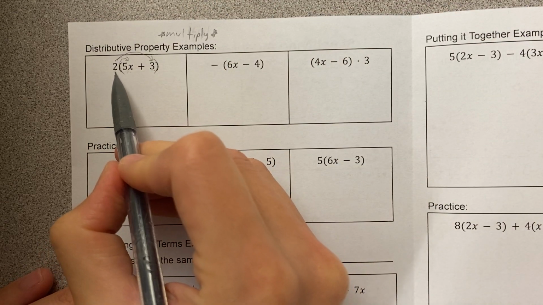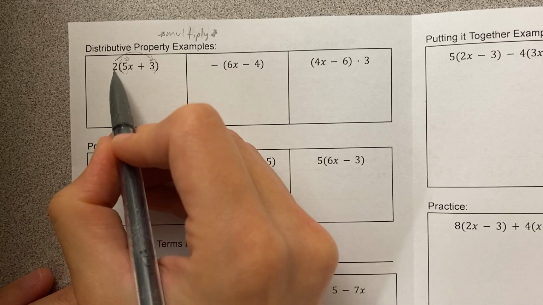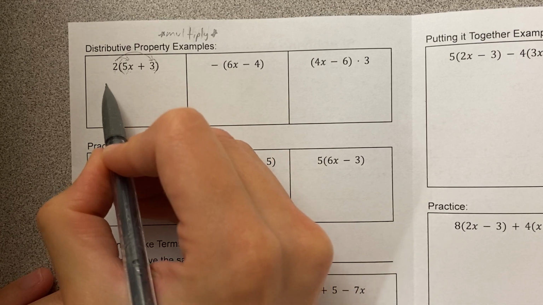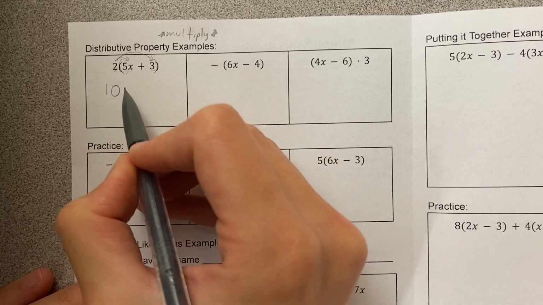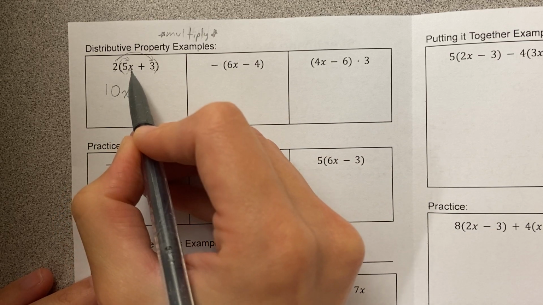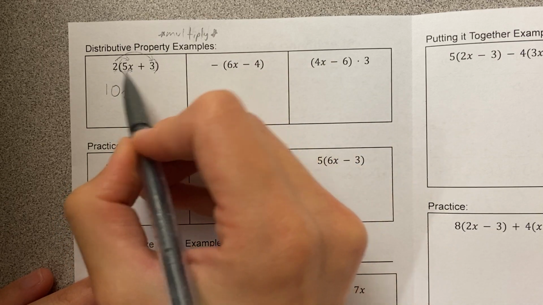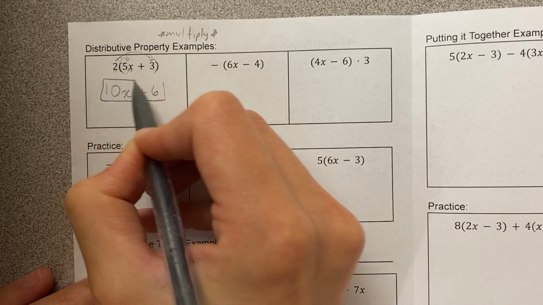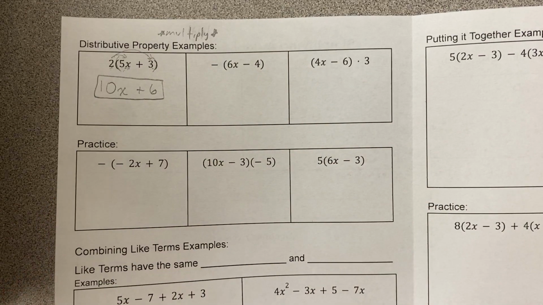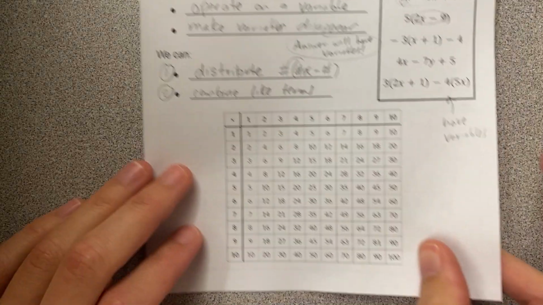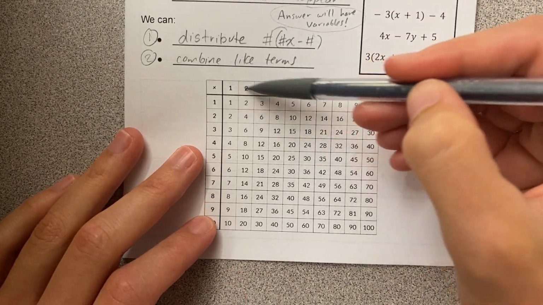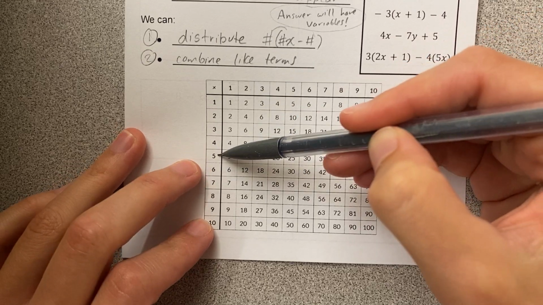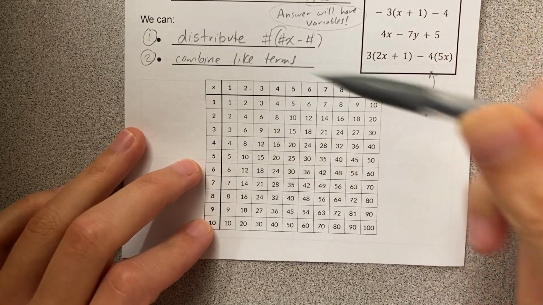Okay, so this is 2 times 5. Now it's 2 times 5x, so 2 times 5 is 10. And 2 times 5x is 10x, right? I have 5 x's over here, and then I have that 2 times, okay? And then 2 times 3 is 6. So I would get 10x plus 6. Okay, and again, feel free, if you're wondering what 2 times 5 is, you can use the multiplication table, right? We would go here, 2 times 5. So that would be 10. Okay?